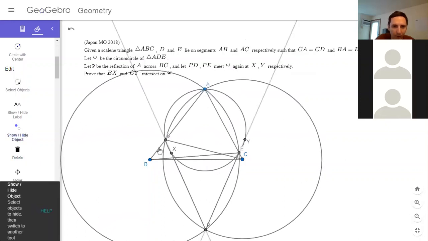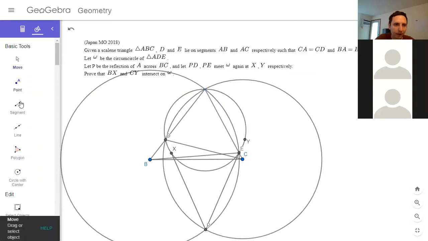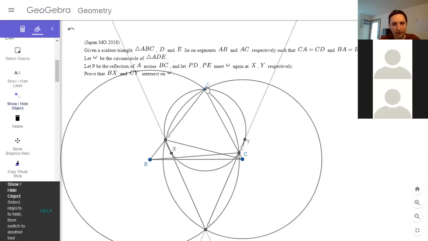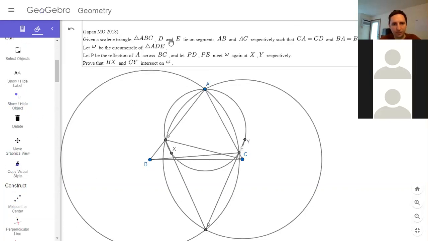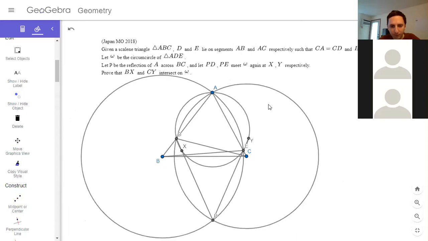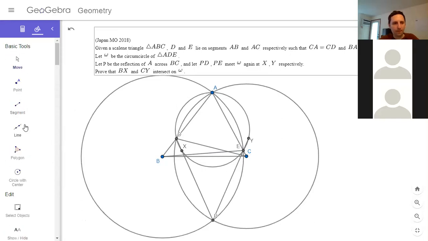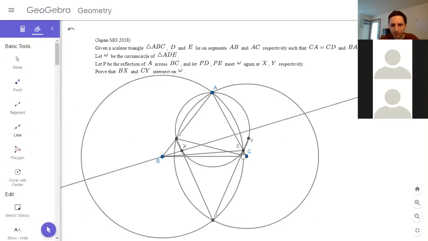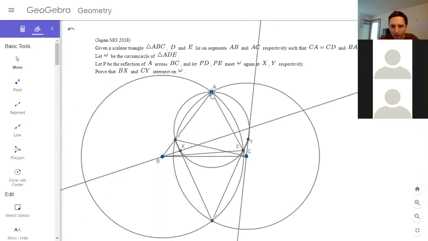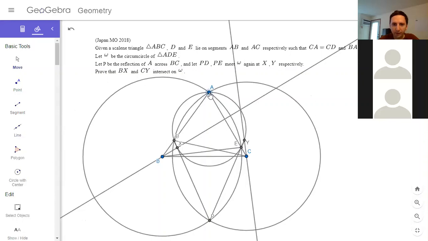Oh wait, hold on a sec. Yeah, it looked a little weird, but okay. So let me unhide A. Yeah, it's hard to get a good figure here, but we want to show BX and CY intersect on the circle. How do I make this look a little better? That looks good in my opinion.